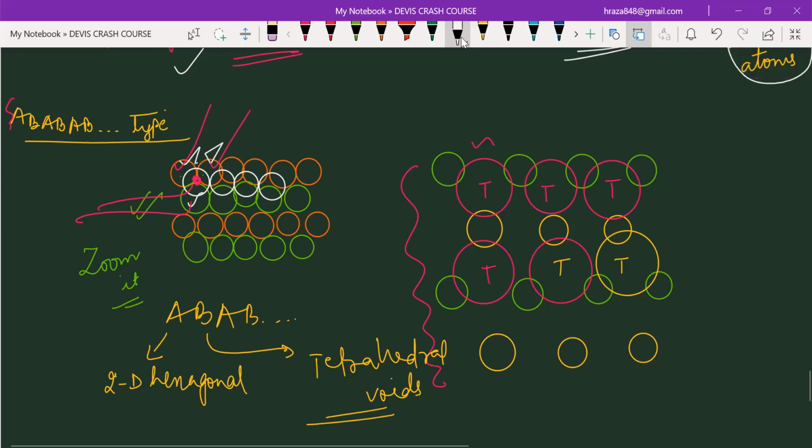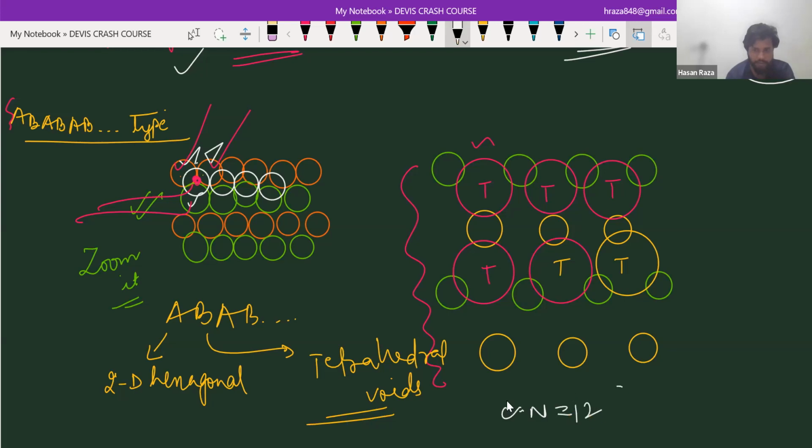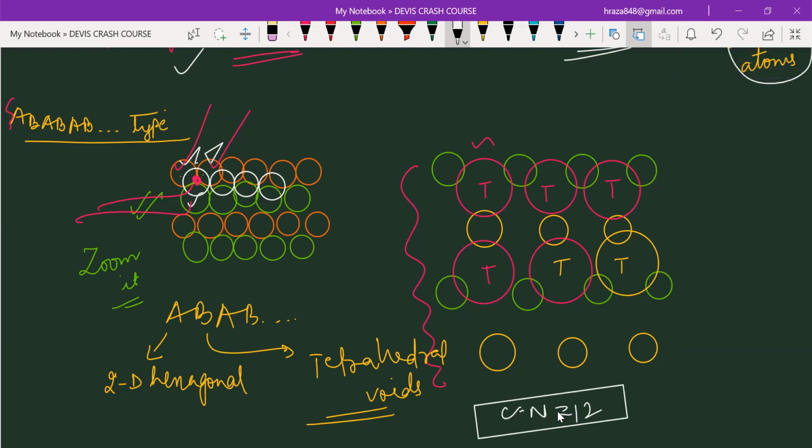And you know what? The coordination number in this is 12. You will think about it today and let me know in the next class how the coordination number of ABAB type in 3D is equal to 12. If you study it from NCERT, you will get a diagram of this and you'll get to know. So please write it down, and then we will go for the next, ABC.